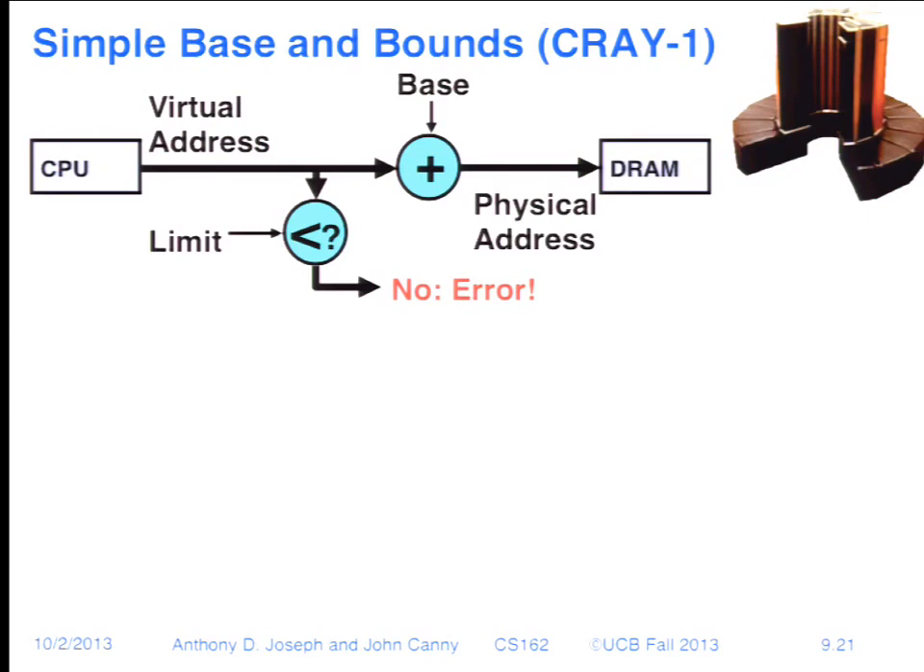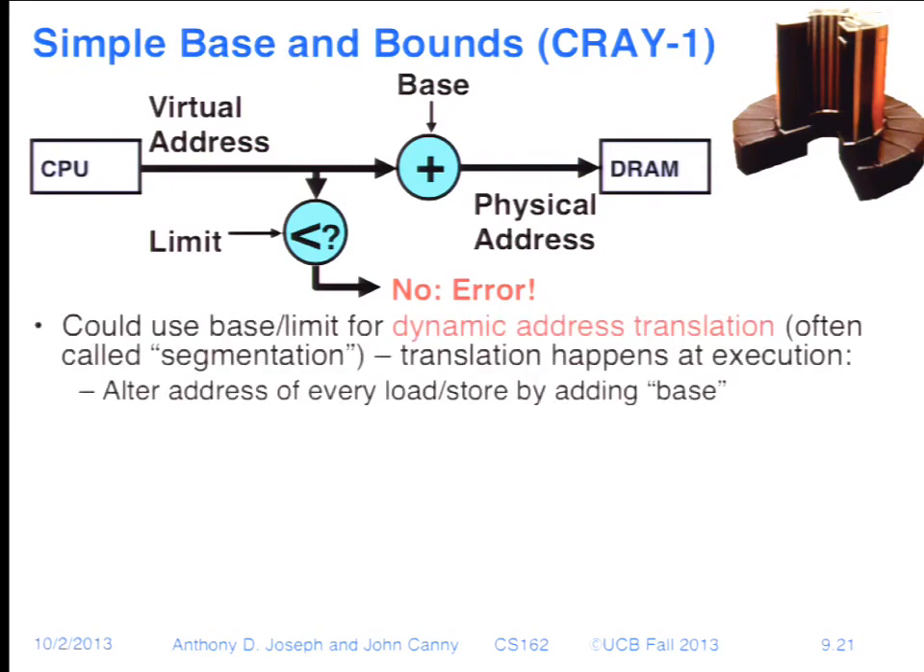Machines such as the Cray used a system like this. A virtual address came from the CPU. A base address was added to it to get an address in RAM, and it was also compared to a limit in a register. If you exceeded that limit, it would throw an error. Implemented in hardware, this would be a special register for the base and a special register for the limit, and in very few instructions, possibly one instruction, all of this would happen.